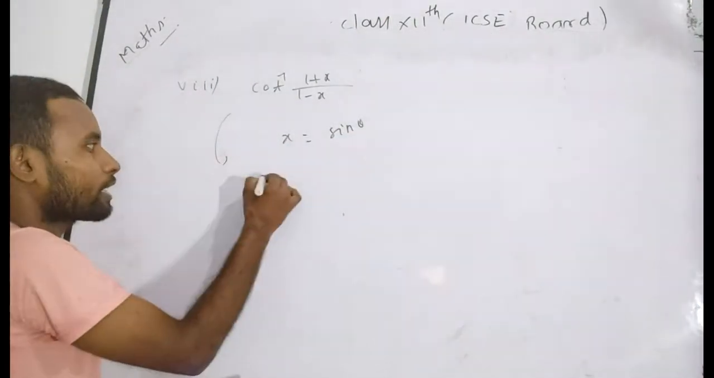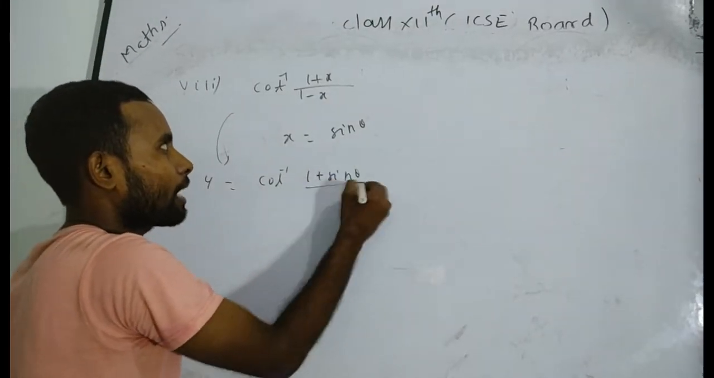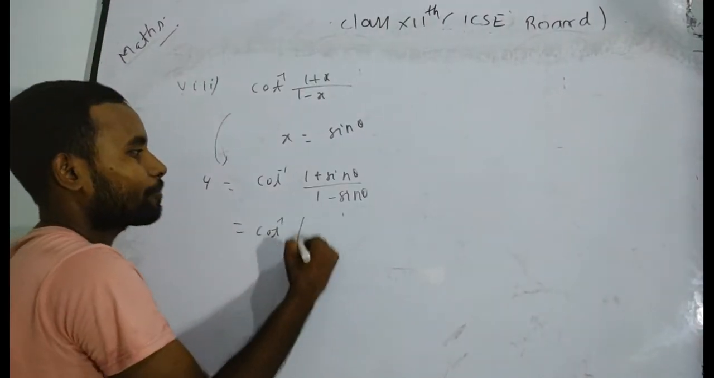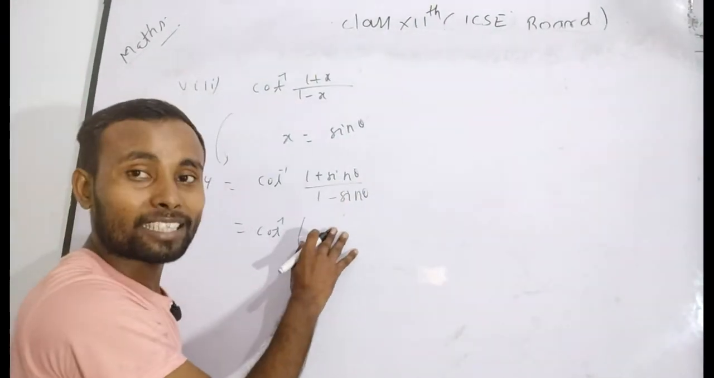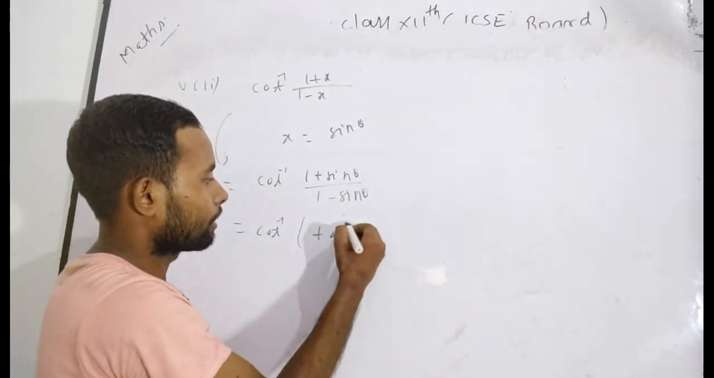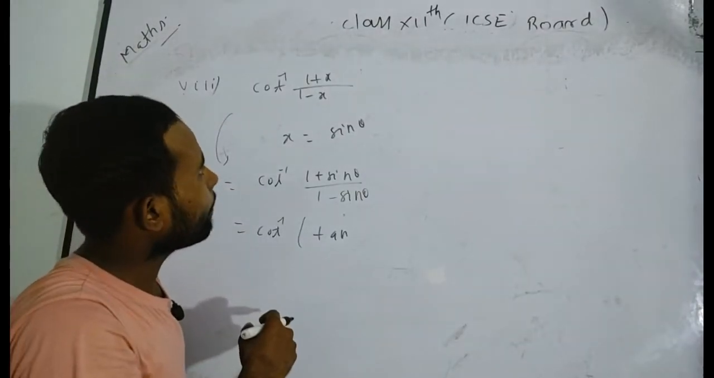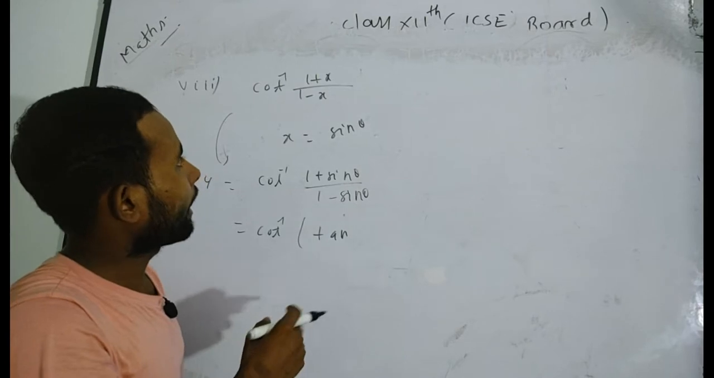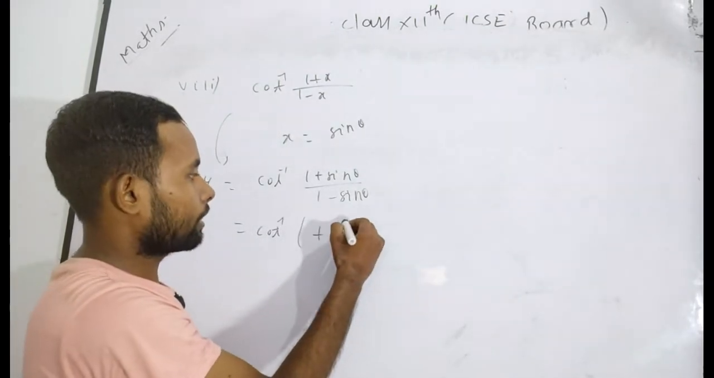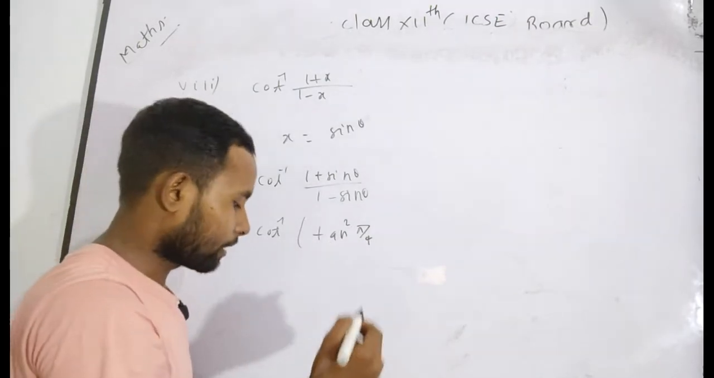If you put x is equal to sin theta, it will be y is equal to cot inverse of 1 plus sin theta divided by 1 minus sin theta. Now, as you know, I have already told you the formula for 1 plus sin theta divided by 1 minus sin theta.